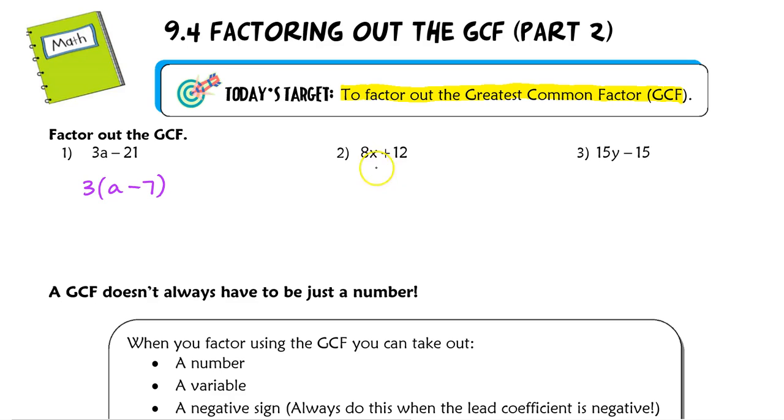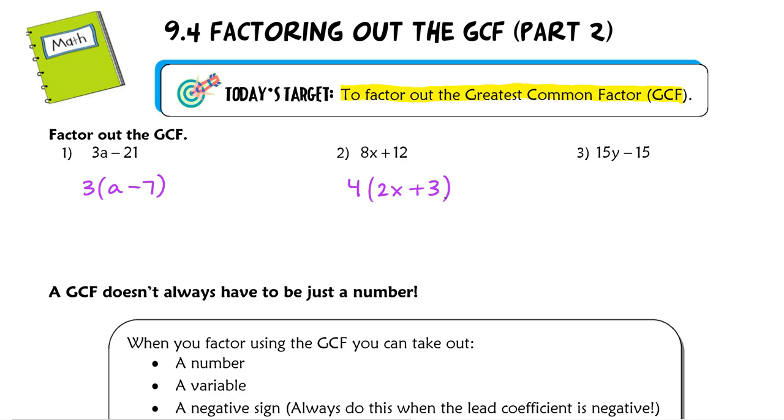Now for number 2, when I look at the numbers here, 8 and 12, although they have a 2 in common, remember we're looking for the greatest common factor, so in this case I would use 4. The greatest common factor here would be 4, and once I pull out that 4 from 8x, I'm left with 2x. And when I divide 12 by 4, I'm left with a positive 3, so I'll write plus 3.